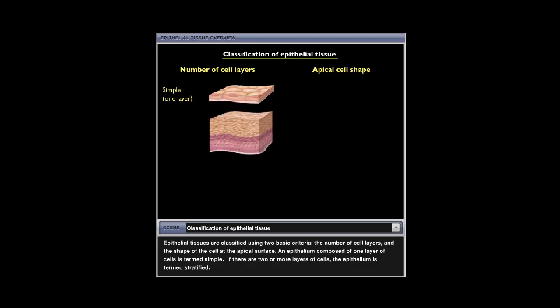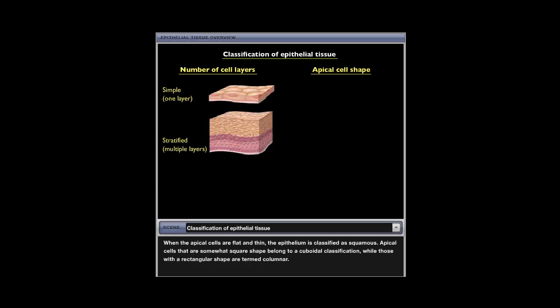Epithelial tissues are classified using two basic criteria: the number of cell layers and the shape of the cell at the apical surface. An epithelium composed of one layer of cells is termed simple. If there are two or more layers of cells, the epithelium is termed stratified.